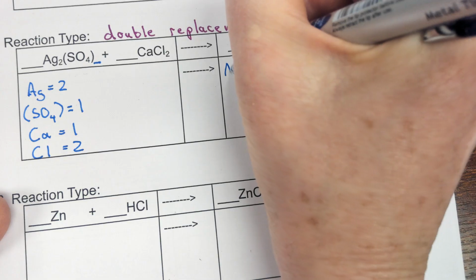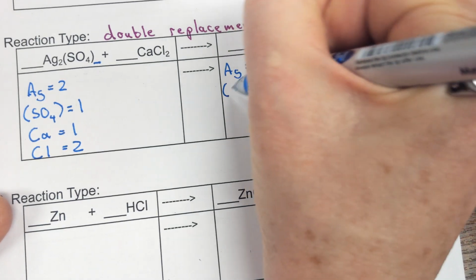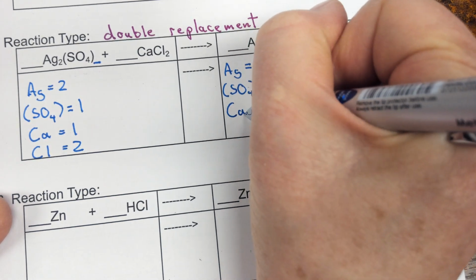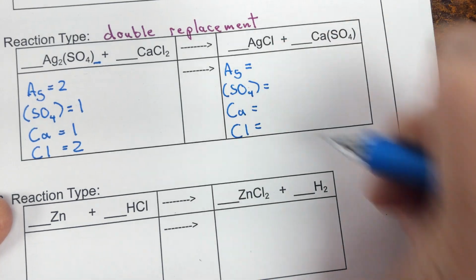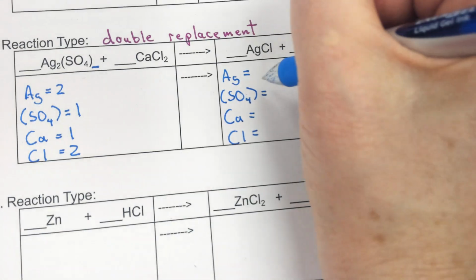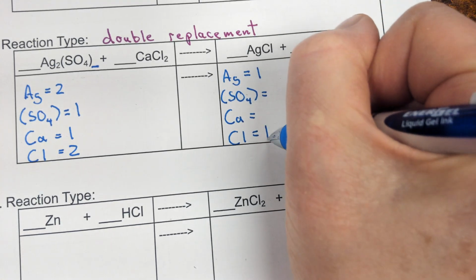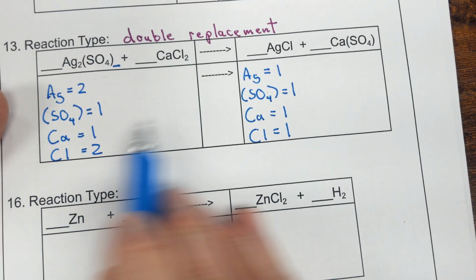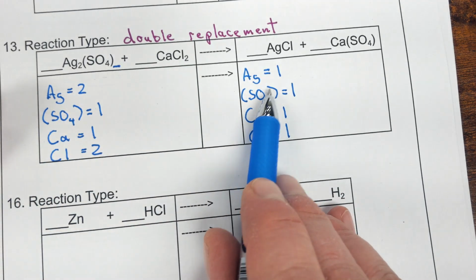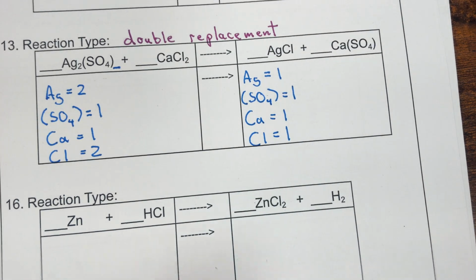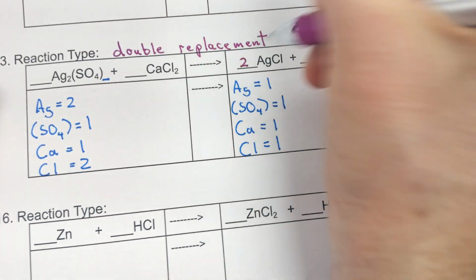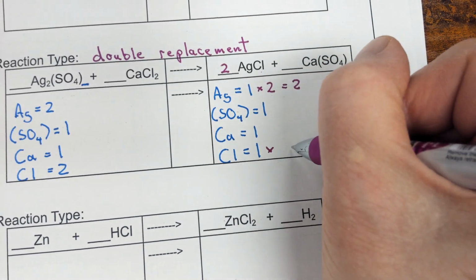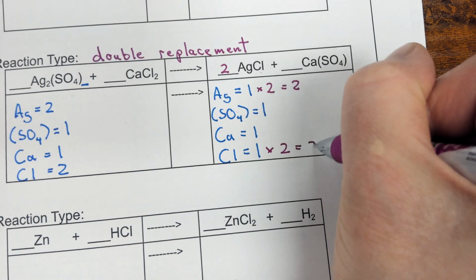So we go over here. We've got the list in the same order. And then I will count. I've got 1 silver, 1 chlorine, 1 calcium, and 1 sulfate. I'm going to need to increase the amount of silver on the product side, so I'll put a coefficient in front of silver chloride. And that will multiply my chlorine, and my equation is balanced.